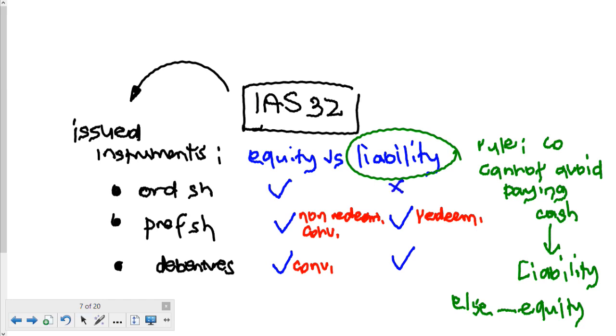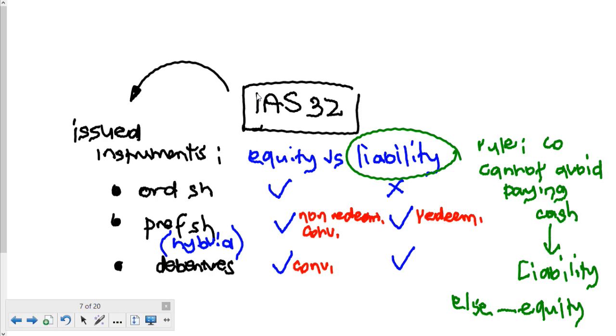So there I'm going to put a cross. But preference shares could be liability or equity. In second year or in MAC, we talk about preference shares as being, what do they say? Now the word escapes me. They are instruments which can be one or the other. Hybrid, that's it, hybrid instruments. So preference shares are referred to as hybrid instruments because they could be equity or they could be liability. It depends how you set it up.